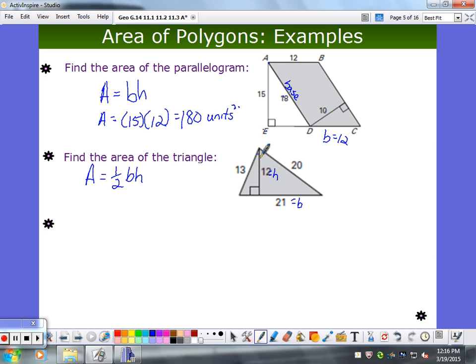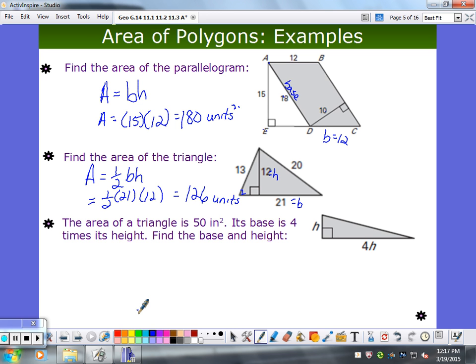In this case, I don't need the 13 and 20. They're there, so it's your job to know what's the important information. So it's going to be 1/2 times 21 times 12. So if we get it calculated here, 126 for a minute. Right? We're just working with area.